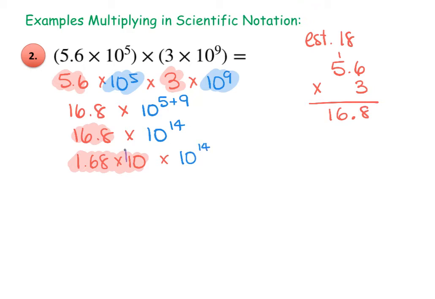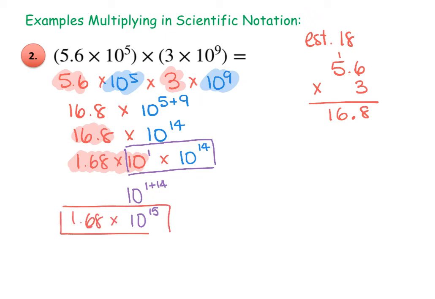Then I can notice here that I've got 10 times 10 to the power of 14. So if I want to simplify that, that's just going to be 10 to the power of 1 plus 14, which is going to be 10 to the power of 15. So now my final answer is going to be 1.68 times 10 to the power of 15.